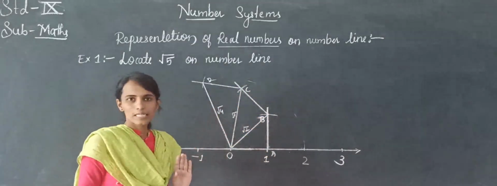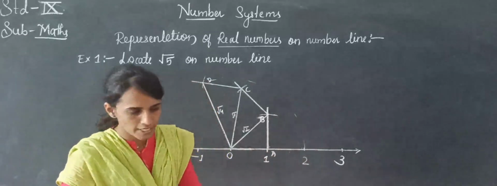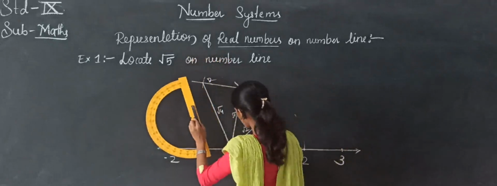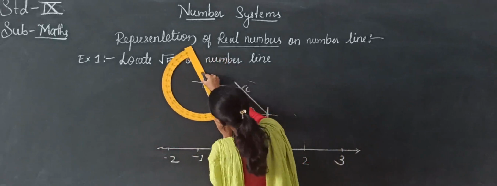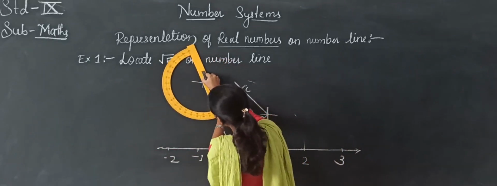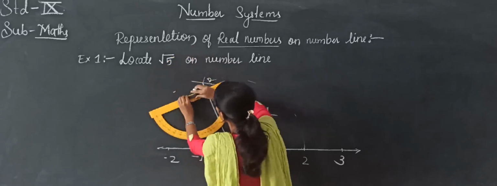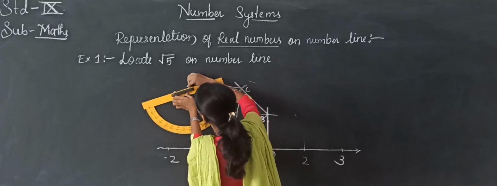Root 2 is easy to represent on the number line, because root 4 is a perfect square number. Again you have to take OD as a straight line, here you can give 0 also, and O is the name of that point. For that straight line you have to draw a perpendicular, so 90 degrees it will become. From there you have to draw a 90 degree straight line.